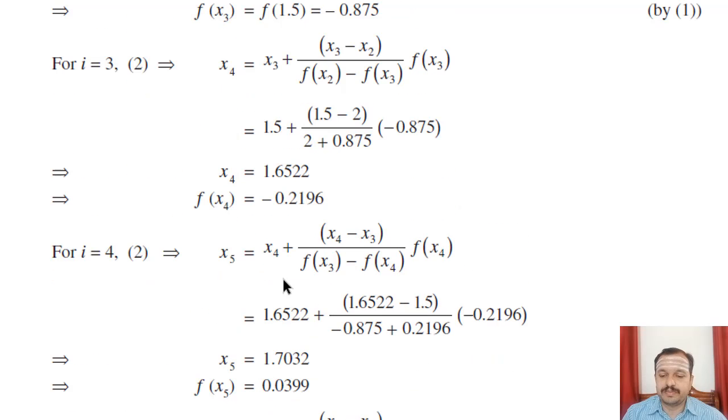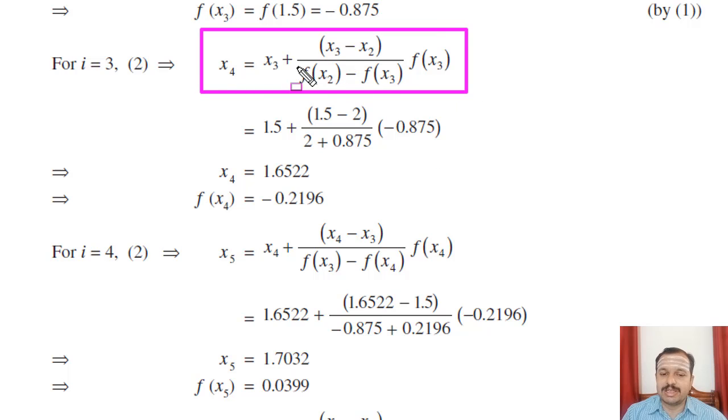x4 is given by this, again by the same equation 2 with i replaced by 3. So we got this thing. Here we need f of x3. f of x2 is already in our hand, f of x3 we need. Therefore, I request you to get it calculated. Immediately after getting the value of x3, it is better if you calculate f of x3 and keep it ready. So that value we have here above this line, and we are substituting that value over here, and we are getting this right hand side.